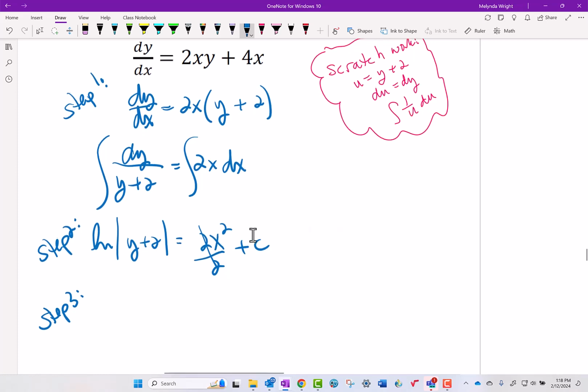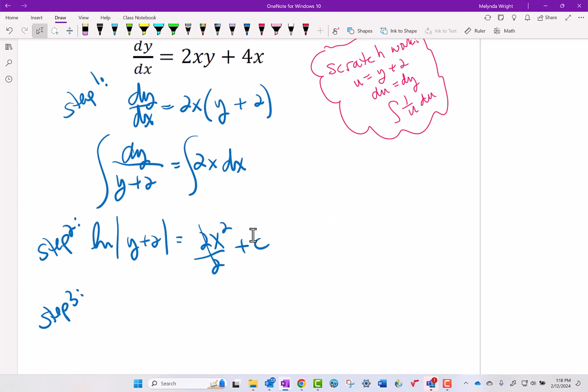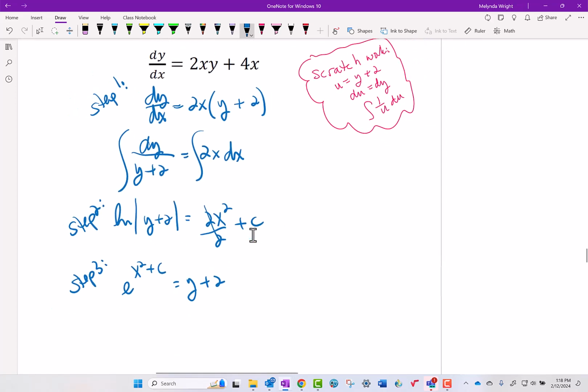Now this is an ln. So what am I going to do? I'm going to do the circly thing, right? So I've got e to the x squared plus c equals y plus 2. Okay, I'm close. I've almost solved for y. I'm very close. So I just need to finish up. So y is going to be negative 2 plus e to the x squared plus c.